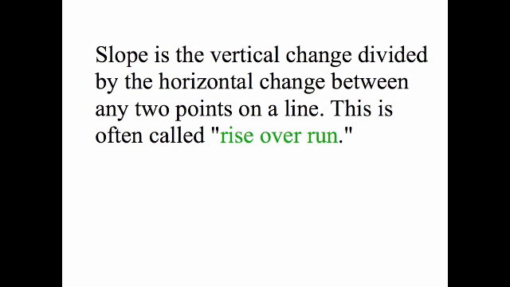To summarize, slope is the vertical change divided by the horizontal change between any 2 points on a line. This is often called rise over run. I leave the rest of the problems on this handout for you to do. Good luck with them, and I'll see you all next week.